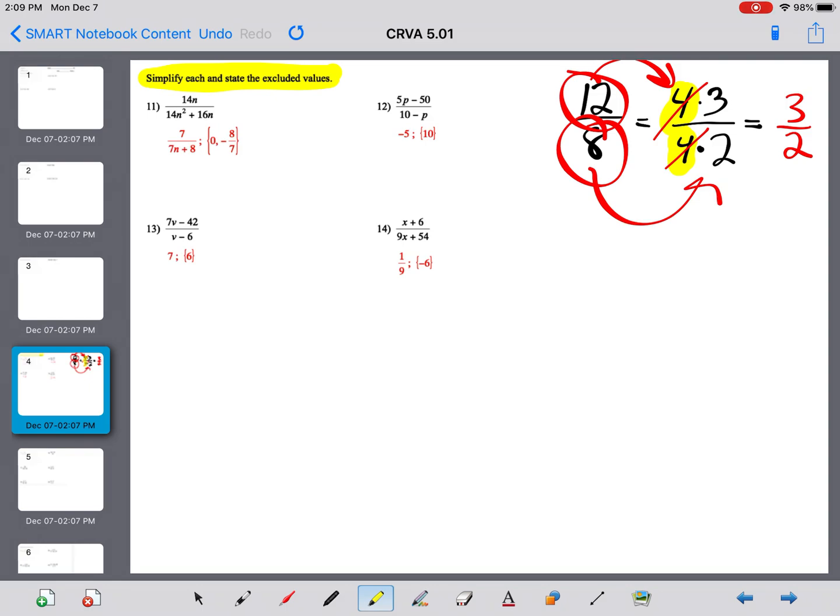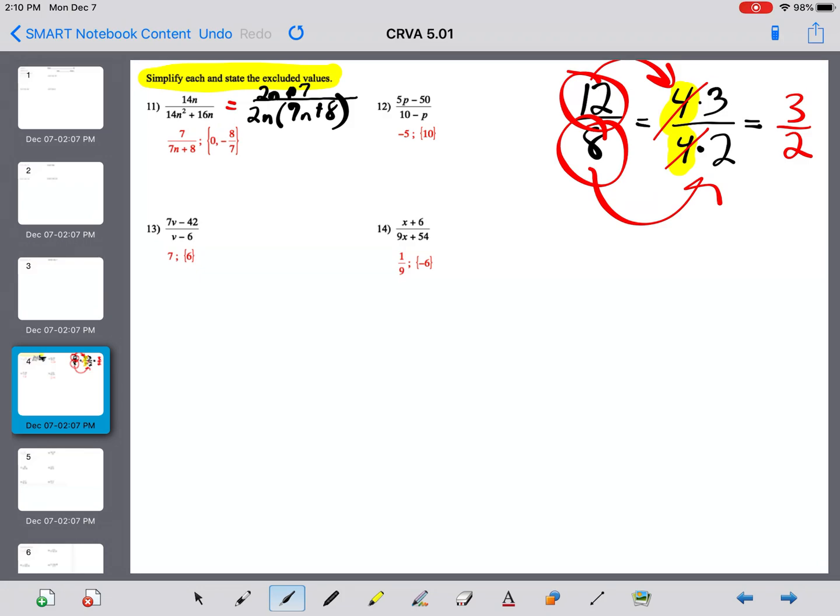So, number 11 here. The first step is to try to factor the top and or the bottom. The bottom, we can factor a 2 and an n out of each of those terms. So on our left was 7n plus 8. And on the top, I can really break that into 2n times 7, I suppose, where the dot is for multiplication.